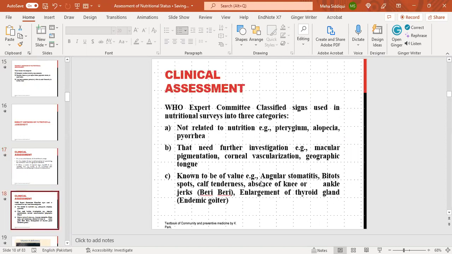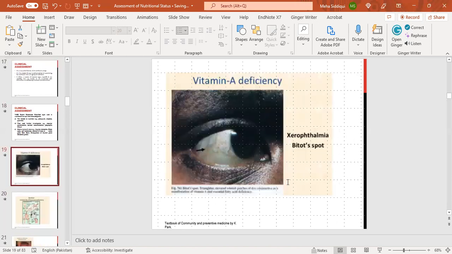The WHO expert committee classified signs used in nutritional surveys into three categories. First, those not related to nutrition, for example, pterygium, alopecia, pyoderma. Second, those that need further investigation, for example, macular pigmentation, corneal vascularization, geographic tongue. And third, those known to be of value, for example, angular stomatitis, Bitot spots, calf tenderness, absence of knee or ankle jerks, enlargement of the thyroid gland. These are specifically related to the different deficiencies.